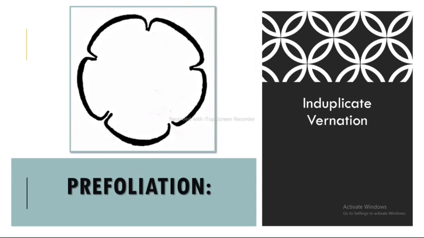So the next type of vernation is the induplicate vernation. In induplicate vernation, the leaves are arranged in a whorl, and the slightly inwardly bent margins of each leaf touch those of adjacent leaves. This condition is just like valvate. The only difference is that here the margin of every leaf is inwardly turned. The sepals or petals are folded inwards.